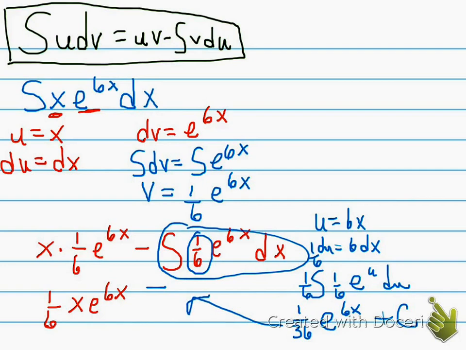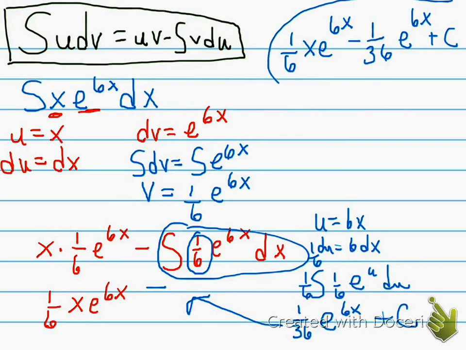So my answer is 1/6 x e to the 6x minus 1/36 e to the 6x plus c. And that's it.